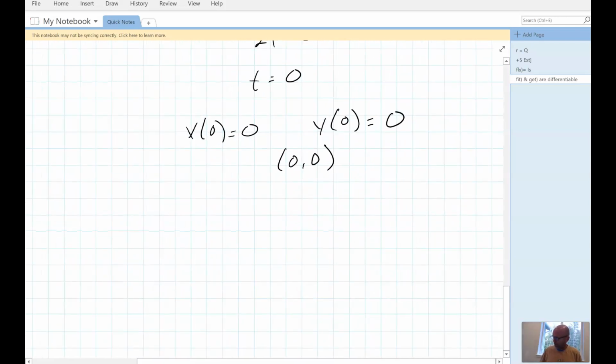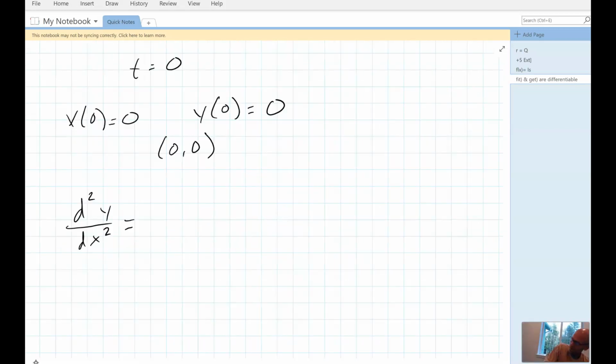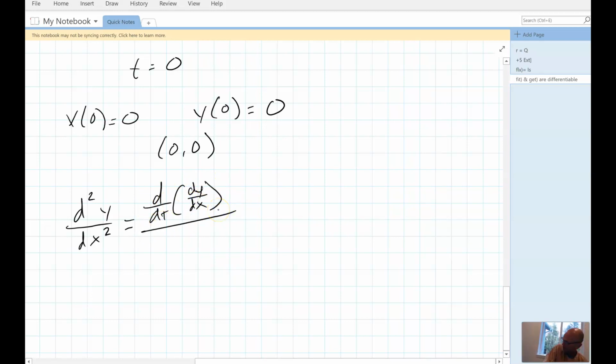Finally, the last thing that you should be able to do is find a second derivative, which we're talking about for concavity. So let's play that out. The second derivative of y with respect to x twice is going to be equal to the derivative of dy/dx with respect to t, divided by dx/dt.